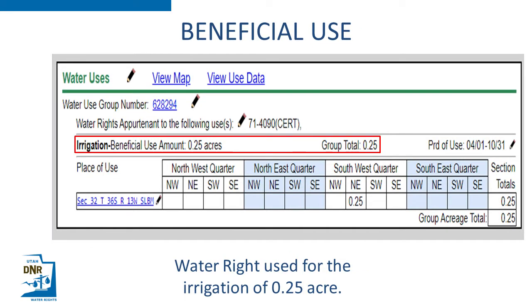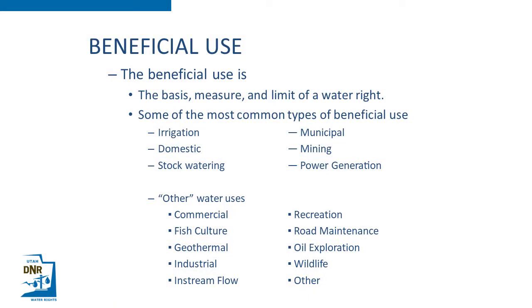Water use groups will also define beneficial use, which is the purpose for diverting water. Beneficial use is measured according to the type of use occurring. For this example, the beneficial use is measured in acres of irrigation, domestic, and stock watering. Beneficial use is measured by the number of homes or equivalent livestock units. One of the most important things to remember when reviewing water rights is that beneficial use is the basis, measure, and limit of a water right.